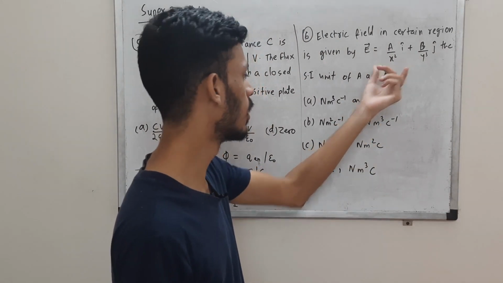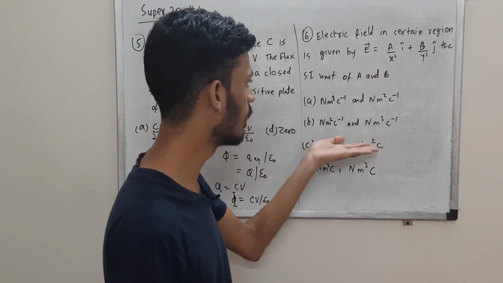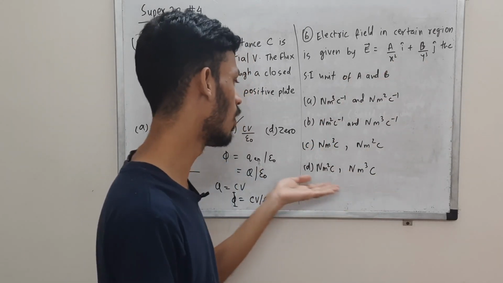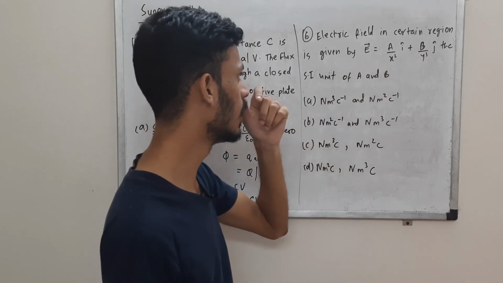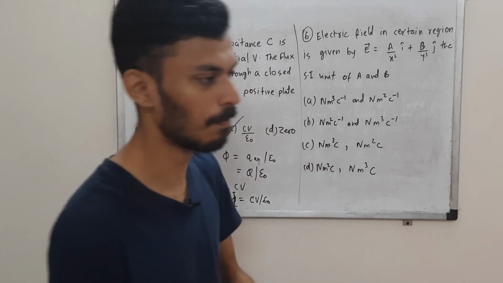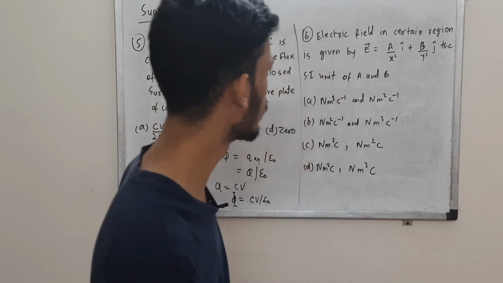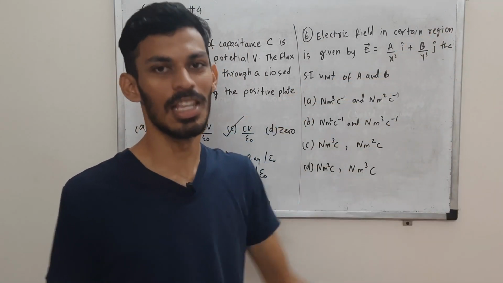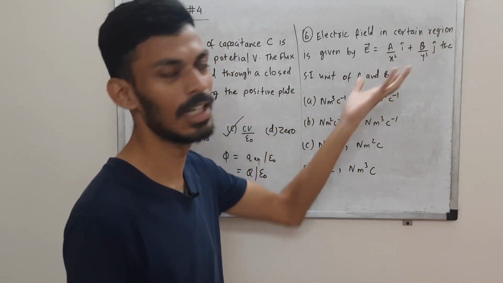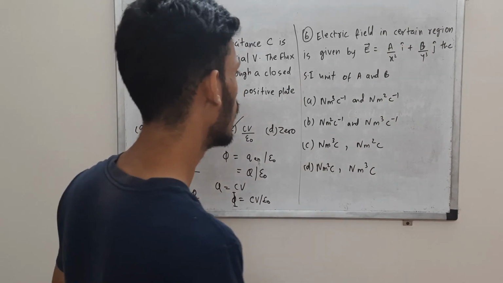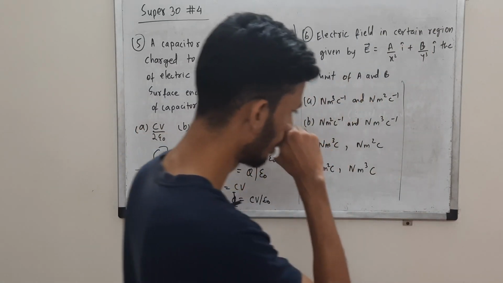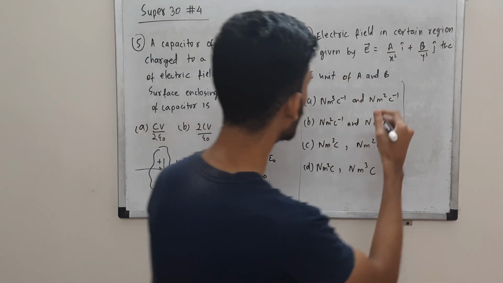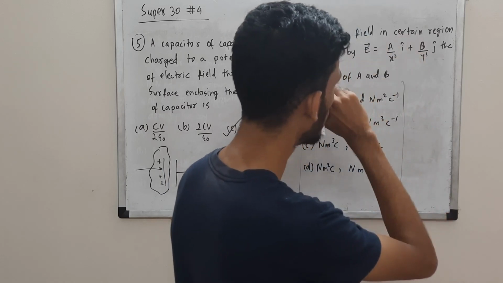But if you see the options, you can see that X and Y will have the dimensions of meters, right? So it will be distance. So you can make wise guesses like that, although it's not mentioned in the question. Or you can see that electric field in certain region, and region is space, so this will be something related to space. Or you can look at the options, that will be better over here. So let's come to this question. Here we are supposed to find the dimensions of A and B.